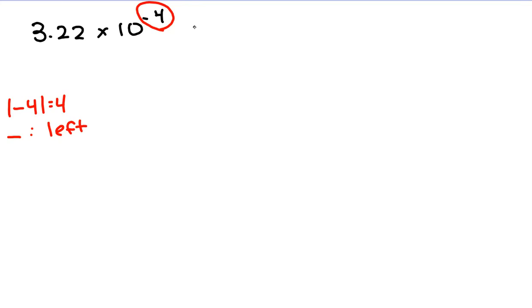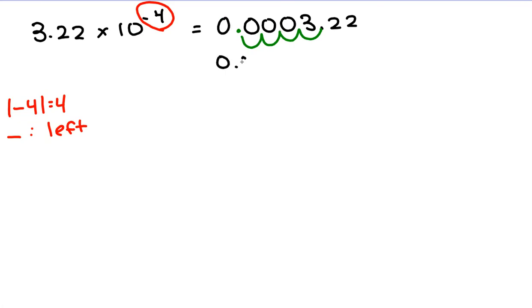So let's write it here. I'm going to put some placeholder zeros because we know we're going to be moving it to the left, and we're going to move it 4 spaces. So 1, 2, 3, 4. And so our answer is this.